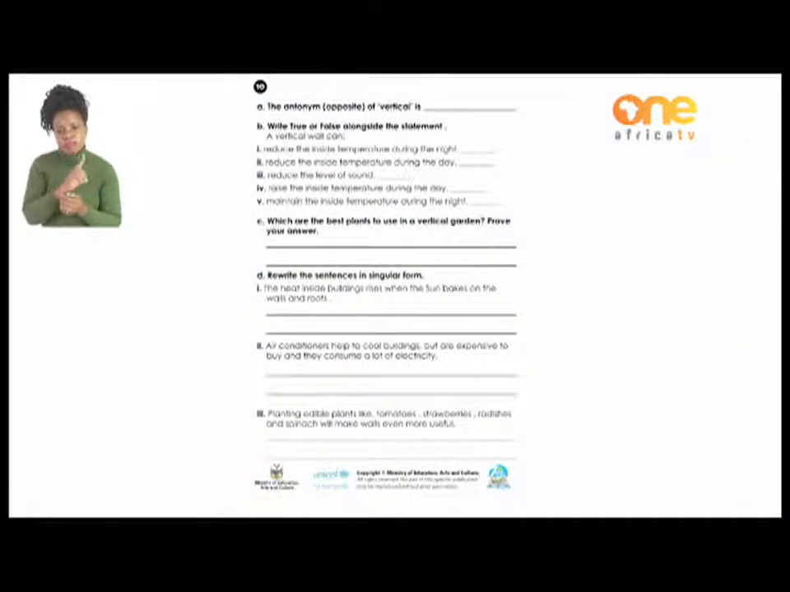Question A, the antonym or opposite of vertical is horizontal. So you must continue and finish the sentences on your own. Can you just quickly take a look at number D? It says there, rewrite the sentences in the singular form. The heat inside buildings rises when the sun bakes on the walls and roofs. So what you need to do first is identify the nouns that are in the plural, and then you rewrite the whole sentence in the singular form.